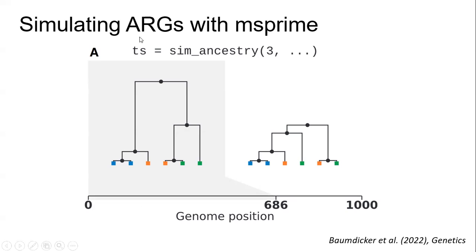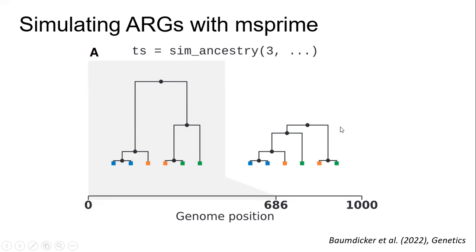The neat thing about these simulators is that you first simulate just the ancestry, not caring about mutations. In this case, we've chosen a population of 3 individuals, and they're diploid, so there are 6 nodes. The algorithm then goes backwards in time and keeps going until we have a common ancestor across the whole genome. In this case, the simulation just did 1 recombination, so we have 1 breakpoint at 686.